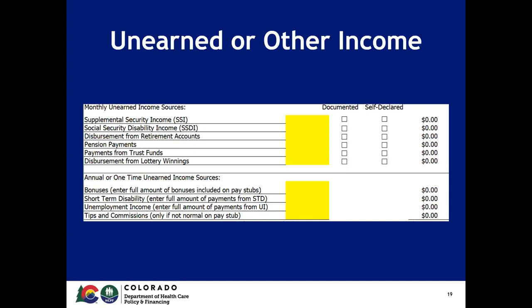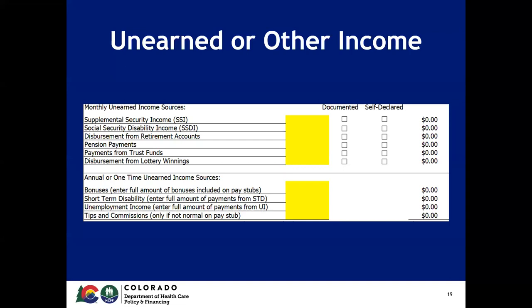So the other section of that worksheet is unearned or other income. We have lines for SSI, SSDI, disbursement from retirement accounts, pension payments, payments from trust funds, and disbursement from lottery winnings. And then in the annual or one time, we have bonuses, which would come off of their pay stubs. Short-term disability, you'd enter the full amount of their short-term disability payments. Unemployment, again, full amount of their unemployment. And then tips and commissions, and that is only if those are not a normal thing that they get on their pay stub.